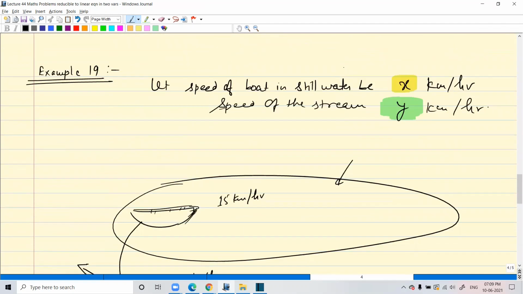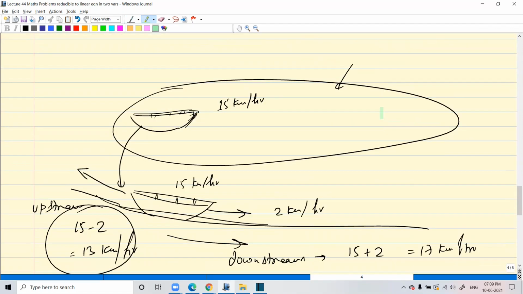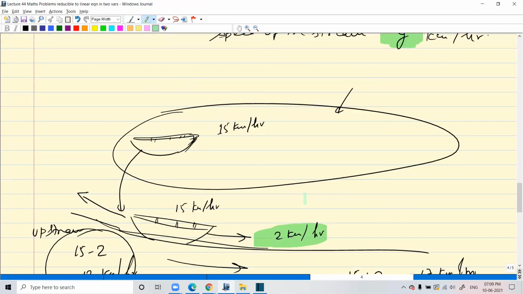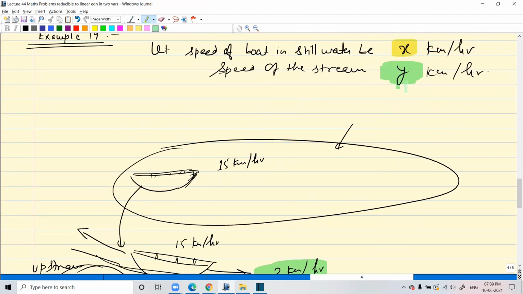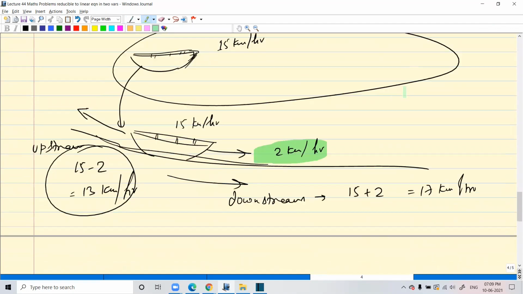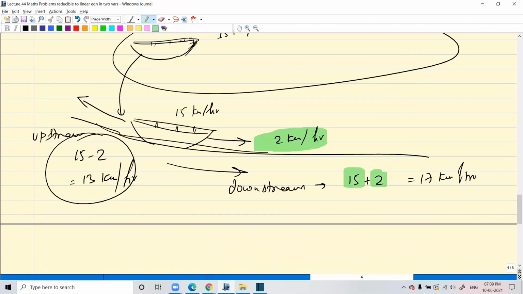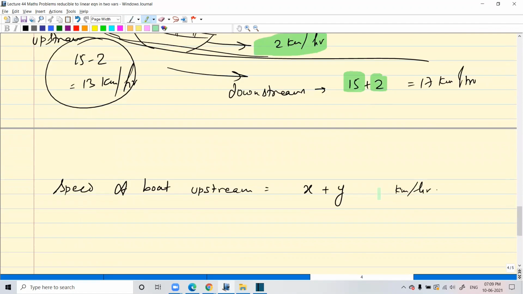What is our x over here? It's the speed of the boat in still water, like in this case, 15 kilometer per hour. So that is our x. And then I said 2 kilometer per hour is the speed of the river, right? So that is like our y. So you understand? We added 15 plus 2. That's why x plus y.